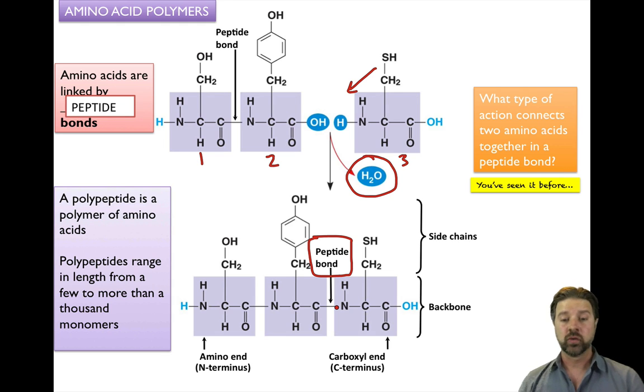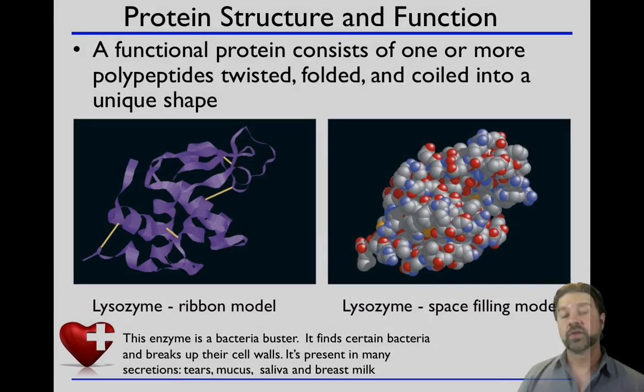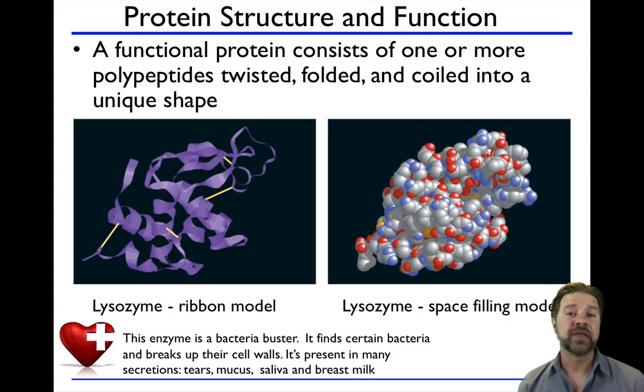Now, these can be short. In this case, we have 3, or they can be long. These could be thousands of amino acids long. Once you put a few hundred to a few thousand of those amino acids together, you can have a functional protein. So if we were to define it, we could say that it consists of one or more polypeptides. It's going to be twisted, folded, and coiled into a unique shape.